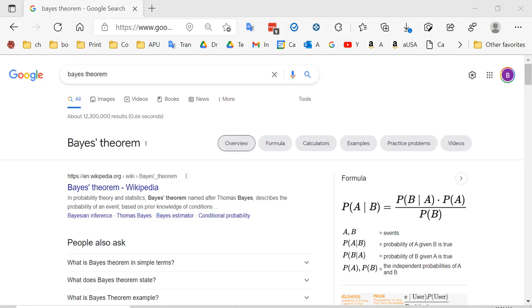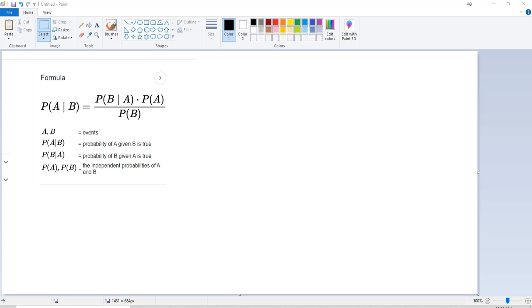Okay, so the last thing we want to cover is something called Bayes' theorem, and we can look that up. And here's one expression of it right here. This is, I think, from Wikipedia, and this is one expression of Bayes' theorem. So what does it say? It says the probability of A given B, and then it gives an expression for that.